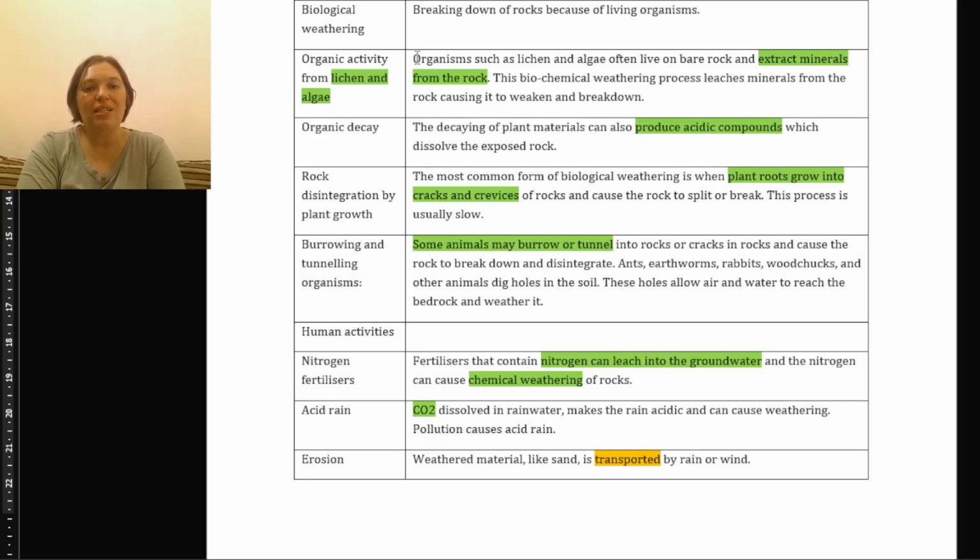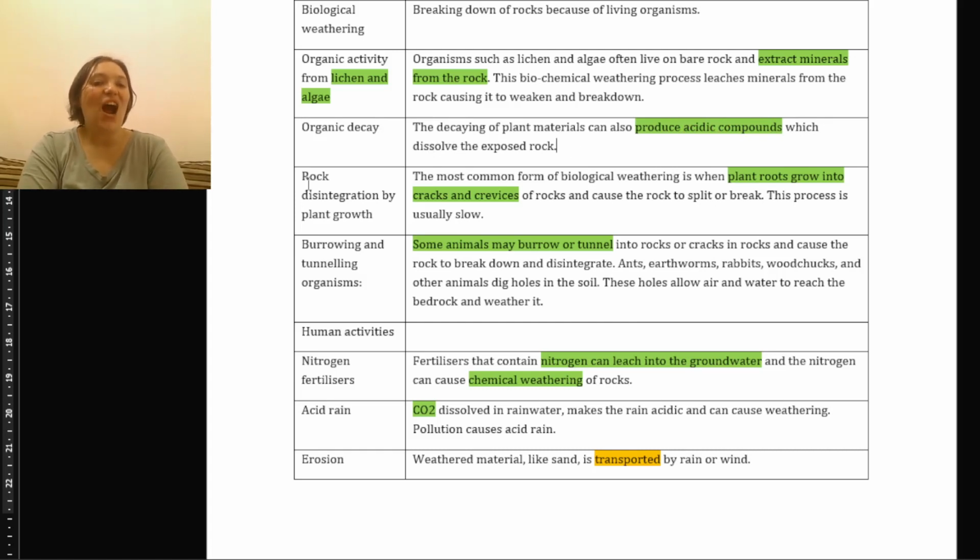So organisms such as lichen and algae often live on bare rock and extract minerals from the rock. This biochemical weathering process leaches minerals from the rock, causing it to weaken and break down. Okay, then organic decay. When living things die and decay, they produce acidic compounds, so acids are produced. And acids can dissolve the rock, which means that it gets weak and it breaks.